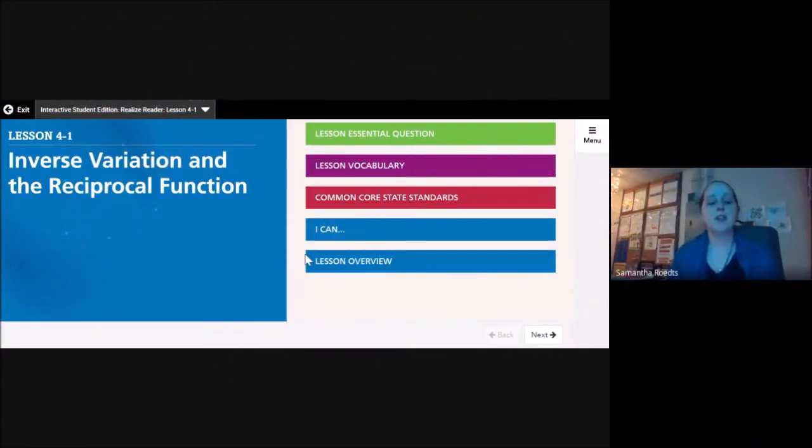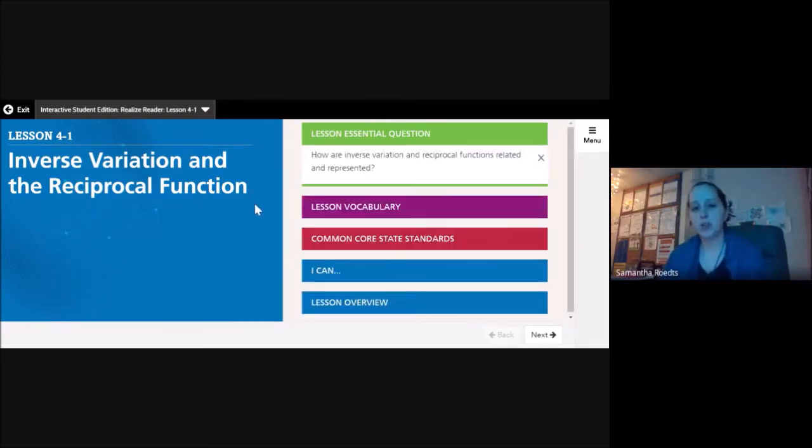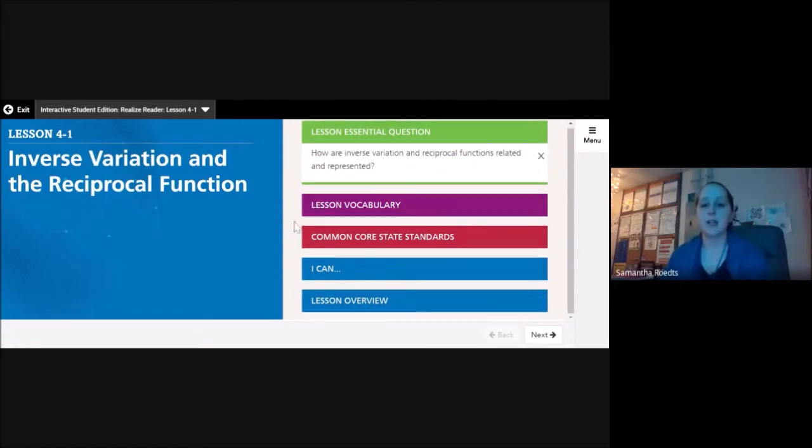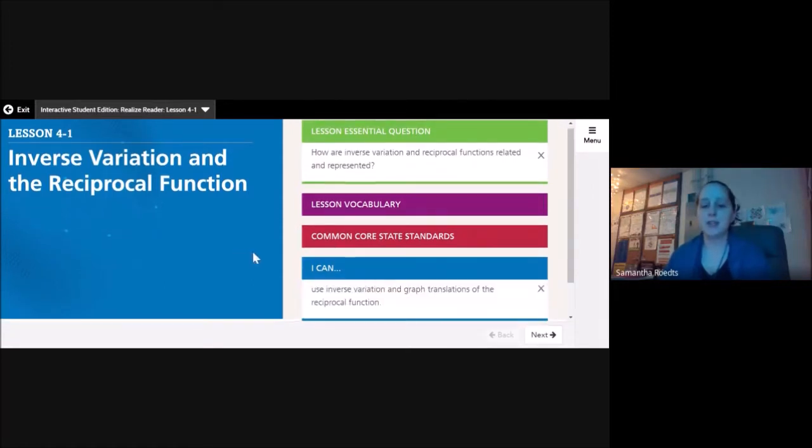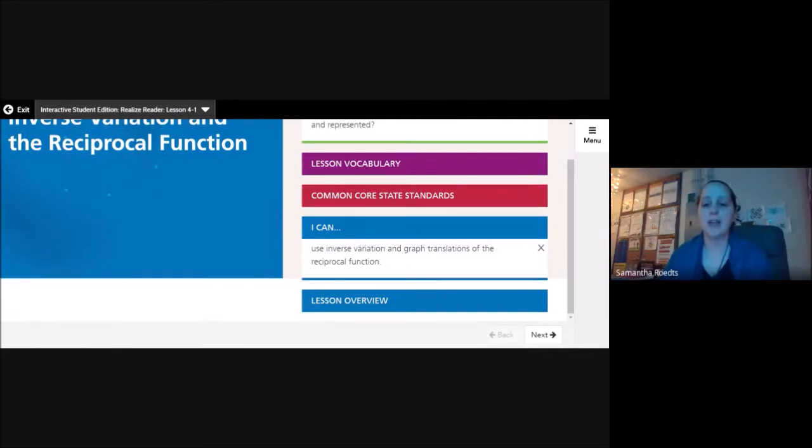All right, this is Unit 4, Lesson 1, Inverse Variation and the Reciprocal Function. So our lesson essential question is, how are inverse variation and reciprocal functions related and represented? By the end of this lesson, you will be able to use inverse variation and graph translations of the reciprocal function.